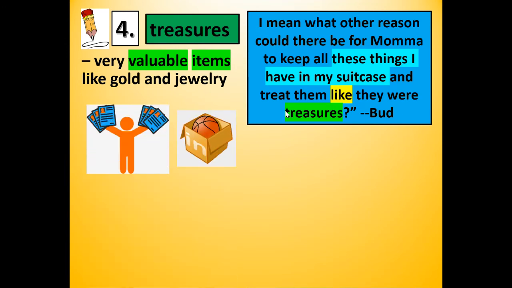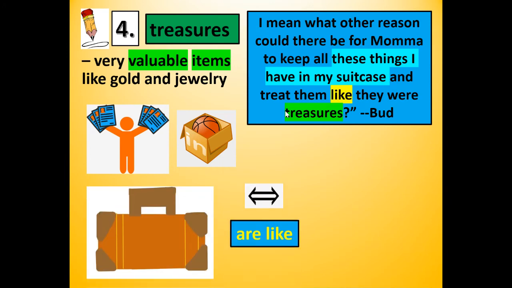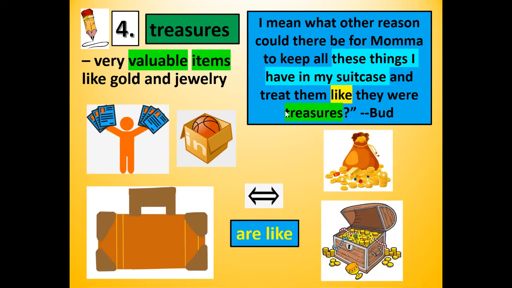So Bud is saying that all the flyers in his suitcase are like treasures. So that's another simile. It has the word like. So the flyers in his suitcase are like treasures. So for number 4, write treasures. Treasures are valuable items.